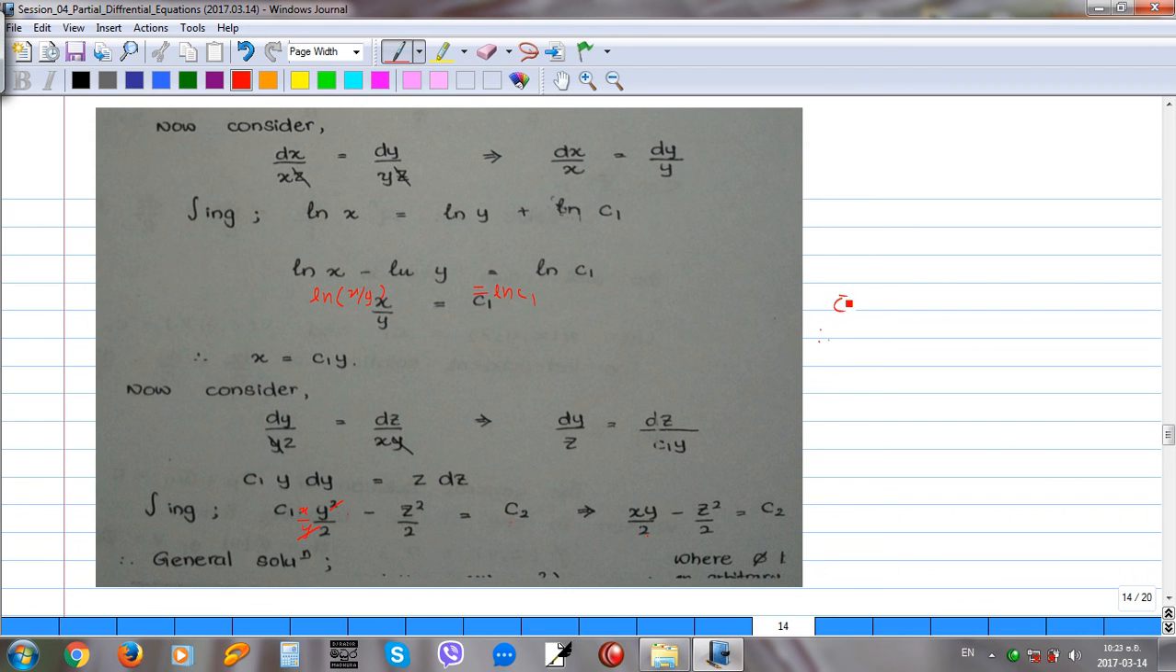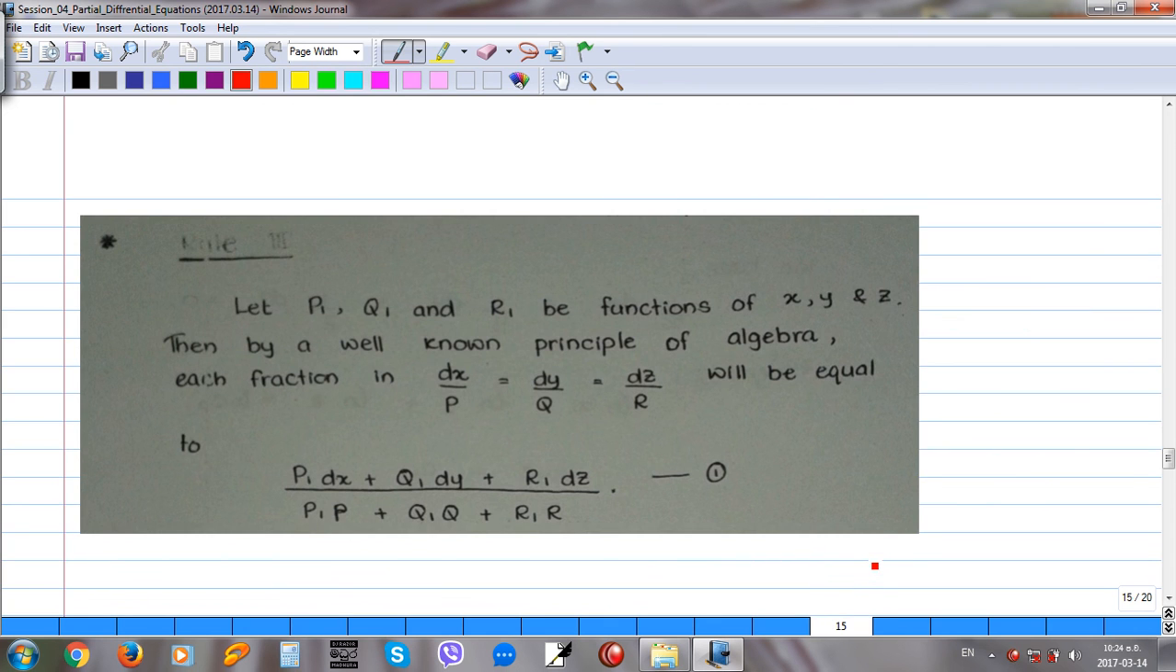What is the general solution? Phi times c1, you found x over y, comma, then now here the answer is xy over 2 subtraction z square over 2 equals 0, where phi is an arbitrary function. This is the answer for that example. Then rule 3: let p1, q1 and r1 be functions of x, y and z.